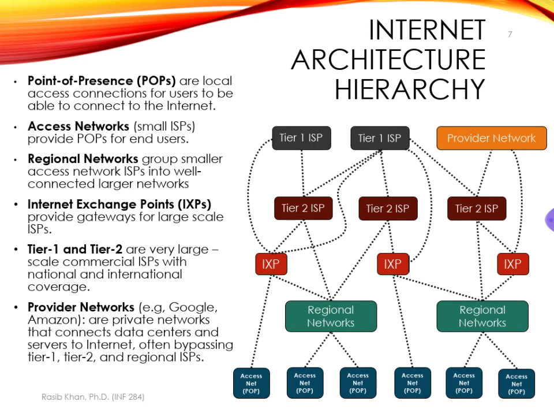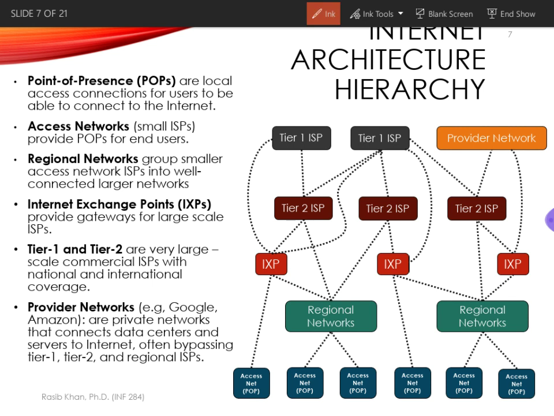And that is going to be where we start introducing different terminologies in the Internet architecture hierarchy. So first of all, we have what we call POPs, or points of presence, that is the same as the small scale ISPs, which provide local access connections to the users so that they can connect to the larger internet. They are alternatively also called access networks, basically smaller ISPs which provide multiple points of presence for end users to be able to connect to the internet.